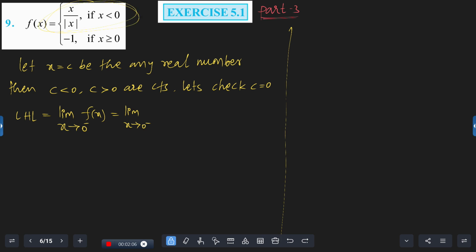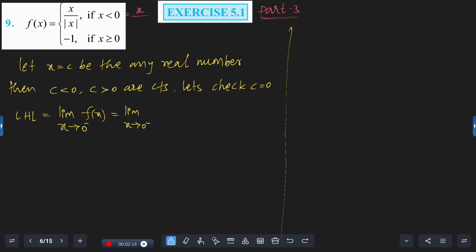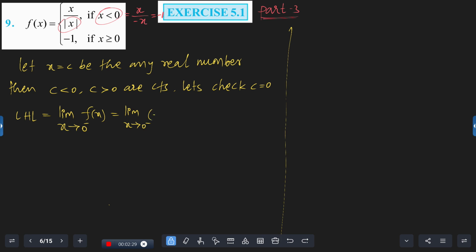Before going further, children listen, the function has a modulus. So x divided by modulus x: when x is less than 0, modulus x will be negative. So we have to take negative x. When you simplify, what will you get? Minus 1. So f of x is minus 1 when x is less than 0. When it is minus 1 you cannot apply the limit, so you will get minus 1.